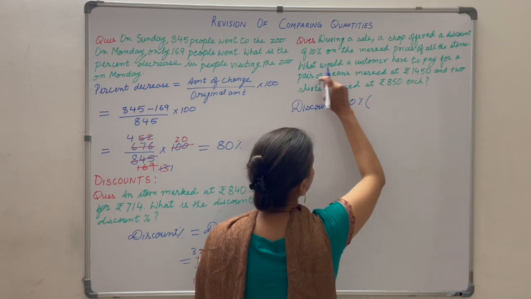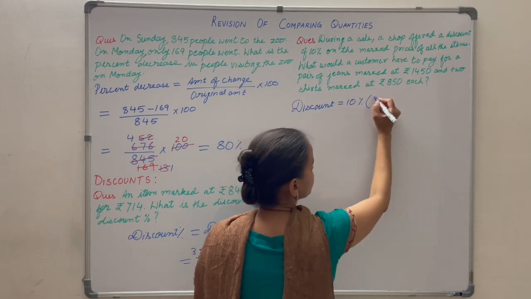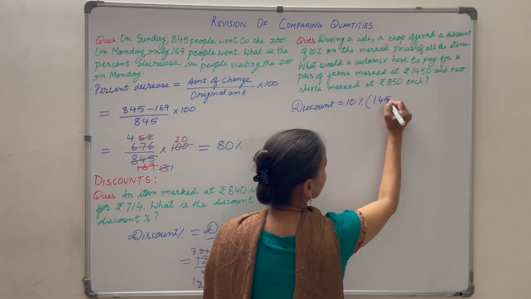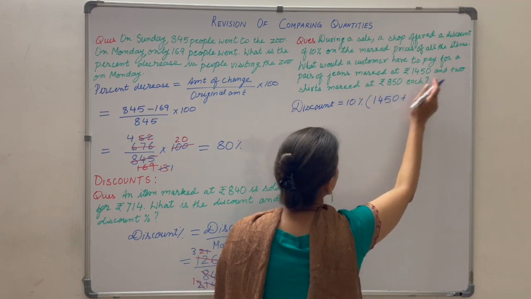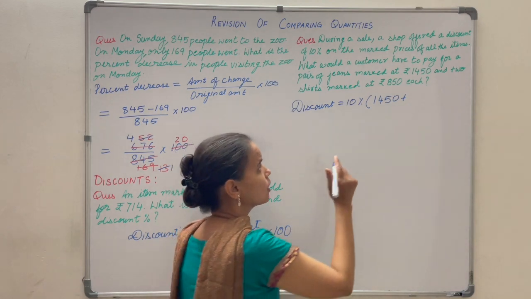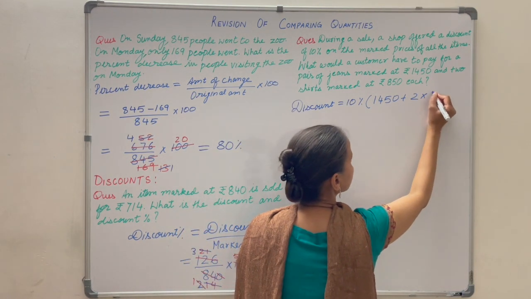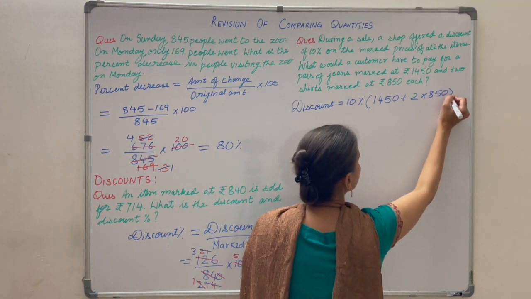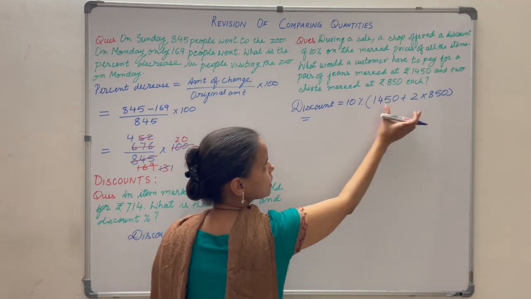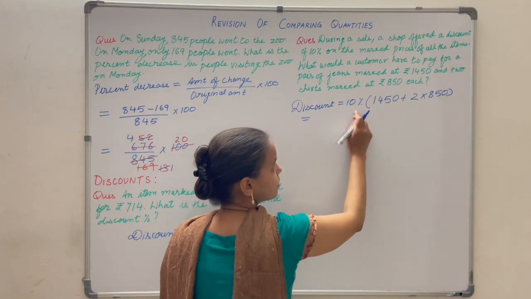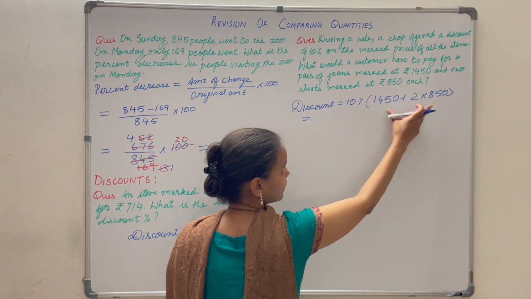So let us first find, for a pair of jeans means one jeans, 1450. And how many shirts you are purchasing? Two shirts. So 2 into 850. So let us calculate the discount. So this is going to be a mark price. 10% discount on the mark price of all the items.